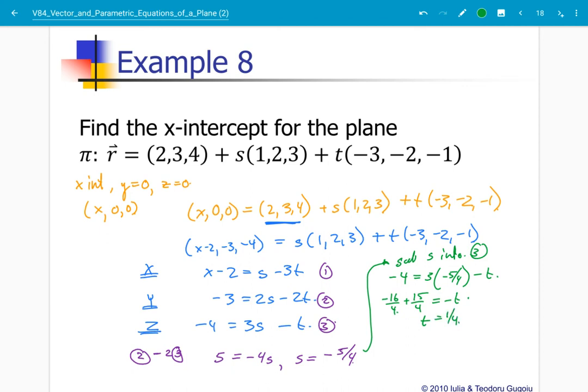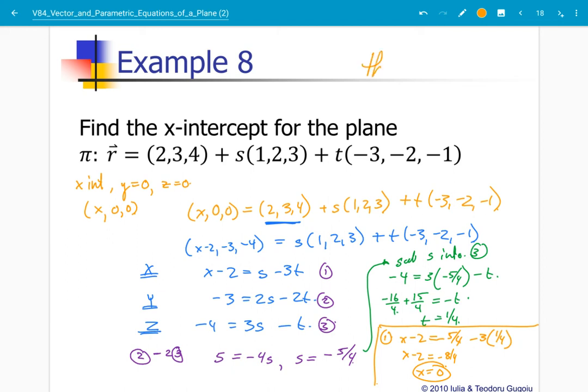And I'm running out of room. I don't want to go to another page. So let's look at equation 1. x minus 2 is equal to negative 5/4 minus 3 times 1/4. Oh, that works out. x minus 2 is equal to negative 8/4. And x, oh, look at that. Isn't that cute?